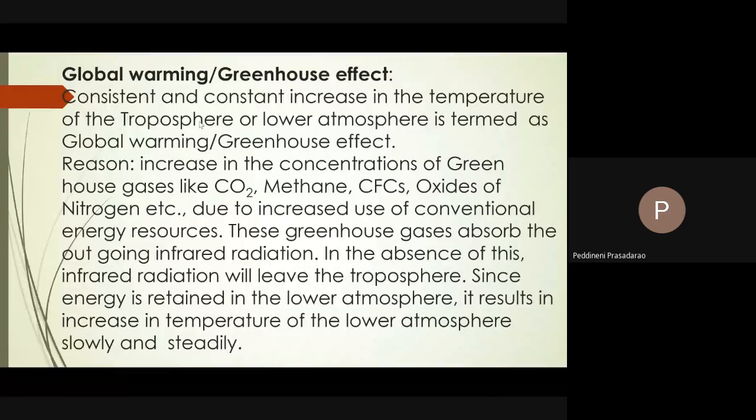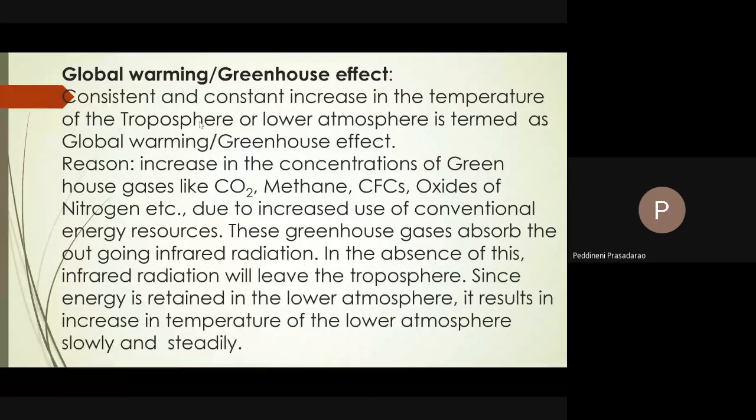Greenhouse effect in the sense the same thing you see in a greenhouse. A greenhouse is normally used for rearing certain species which require a certain amount of high temperature. In that case, we use these greenhouses. And the process that takes place in a greenhouse is seen in the entire globe. That's why it is called global warming or greenhouse effect.